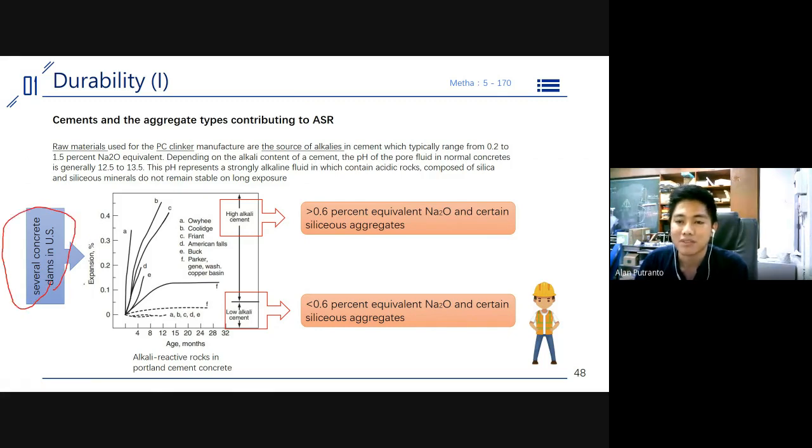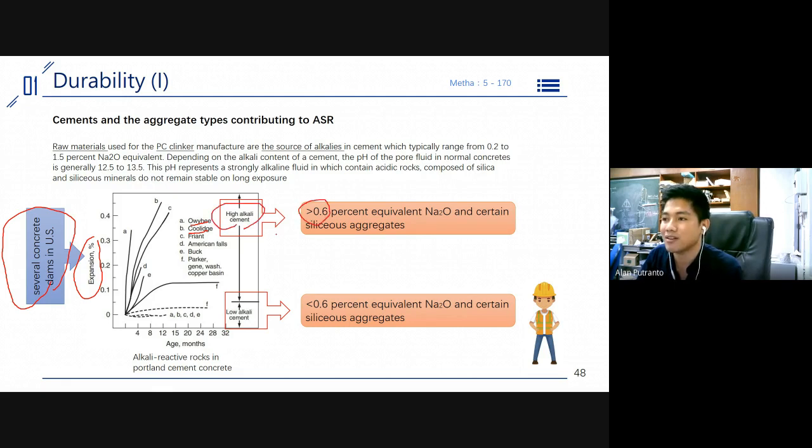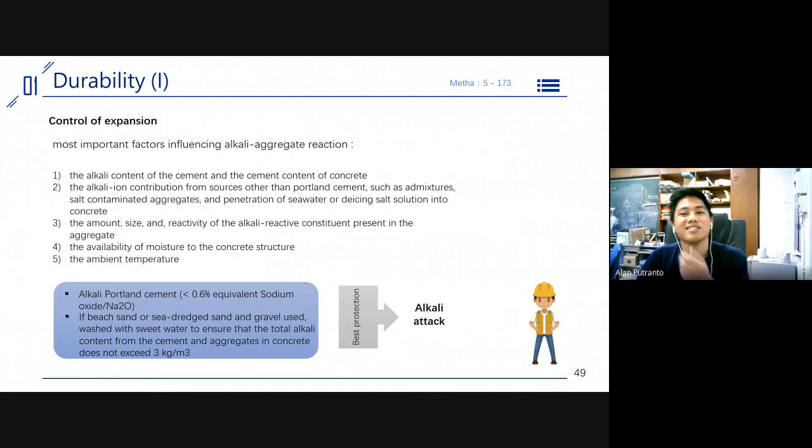This is for the expansion. This is the name of the dam. So every dam has its own expansion. This depends on high alkali cement or low alkali cement. What is the parameter of the alkali cement? Actually, more than 0.6% should be stated as a high alkali cement, and for the low alkali cement, it should be lower than 0.6. How to control the expansion? I think this is also important.